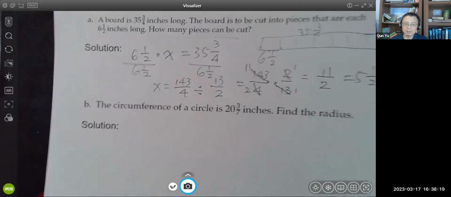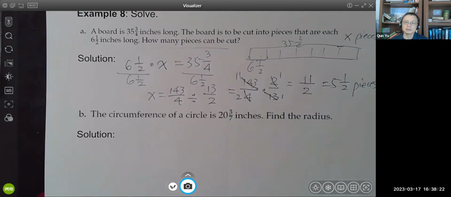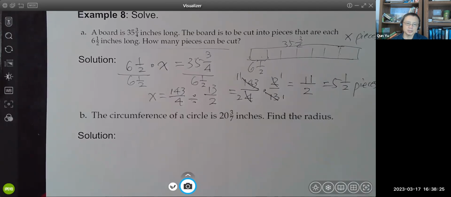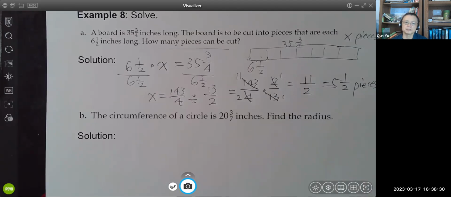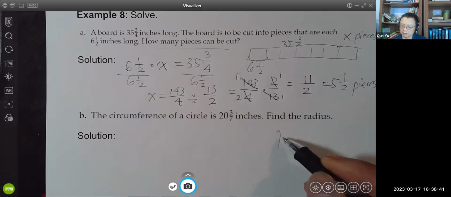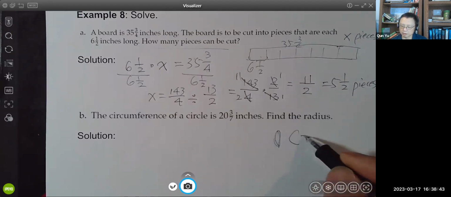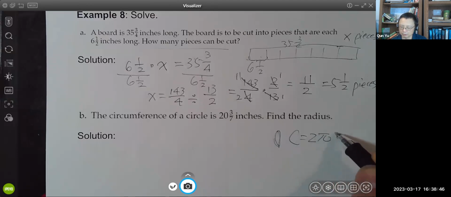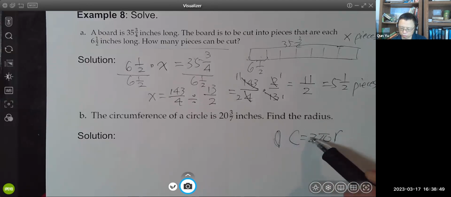Now let's look at example B. Similar, just a different story here. And when I say similar, I mean the way we solve it is very similar. The circumference of a circle is 20 3/7 inches, and find the radius. So we know the circumference formula of circle is 2 pi r. So circumference equals 2 times pi times the radius. We are solving for radius. Apparently, we need to divide by 2 pi on both sides to get radius, right?